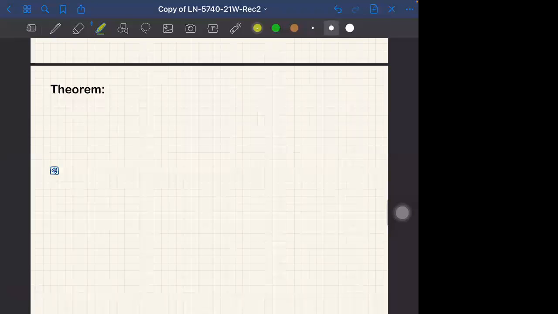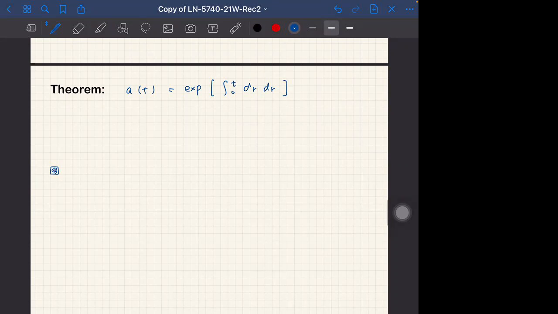Hi, now I would like to discuss a formula, the theorem for the force of interest. The theorem: A of t, the accumulation function, is equal to the exponential of the integral from 0 to t of delta sub r dr. So if we integrate the force of interest and put it in the exponential function, that becomes the accumulation function.